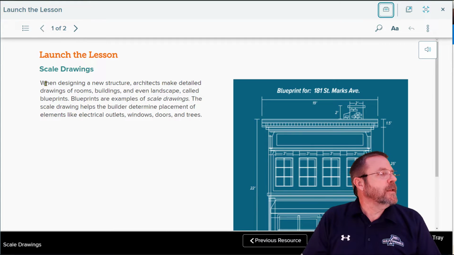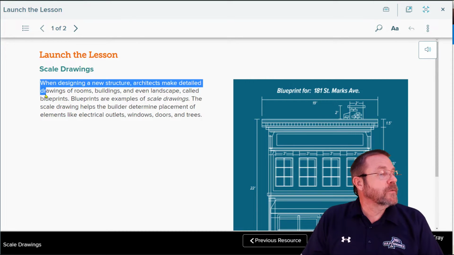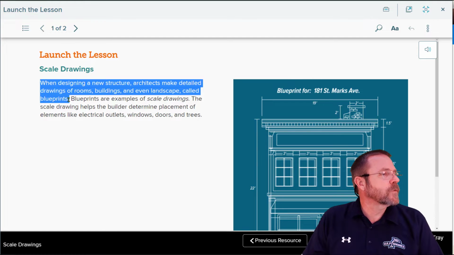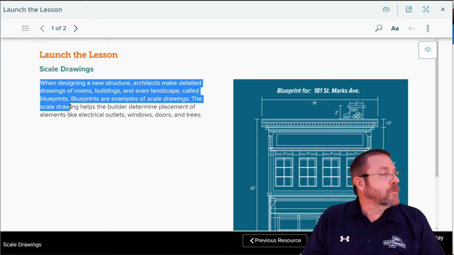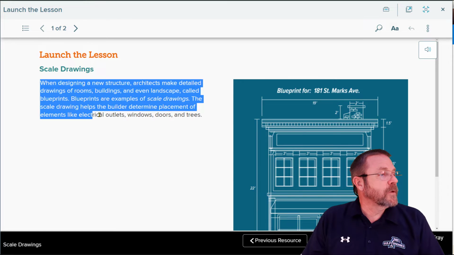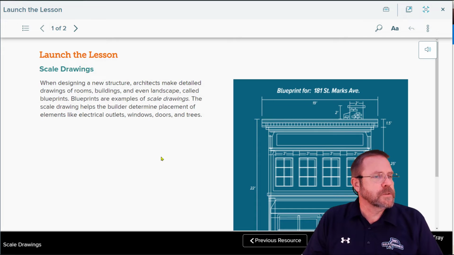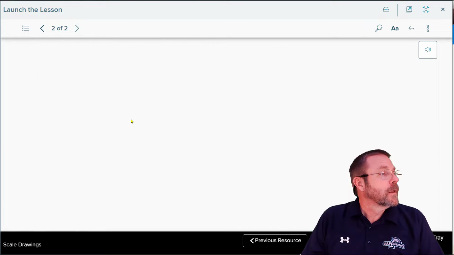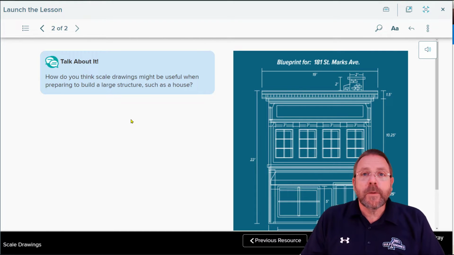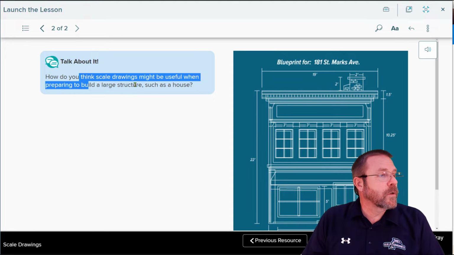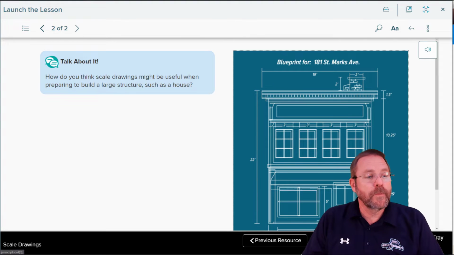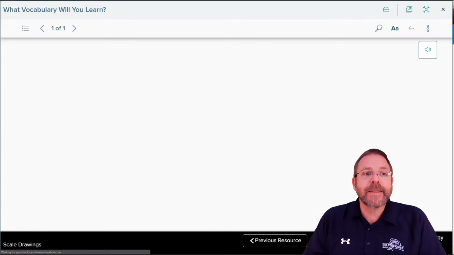When designing a new structure, architects make detailed drawings of rooms, buildings, and even landscape called blueprints. Blueprints are examples of scale drawings. The scale drawing helps the builder determine the placement of elements like electrical outlets, windows, doors, and trees. Yeah, they put trees in blueprints, I guess. How do you think a scale drawing might be useful when preparing to build a large structure such as a house? Well, these are the kind of things we're going to be learning about in this lesson.